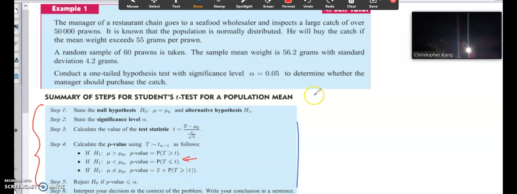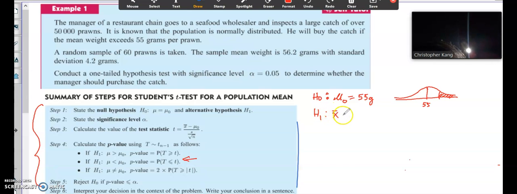So the first thing we do is we create our null hypothesis. And our null hypothesis is that the mean is going to be 55, right? So our mean is going to be 55 grams, right? The alternative hypothesis is that the mean from our sample, x bar, which we'll also call in this case mu, is greater than the population mean, or greater than 55, okay?